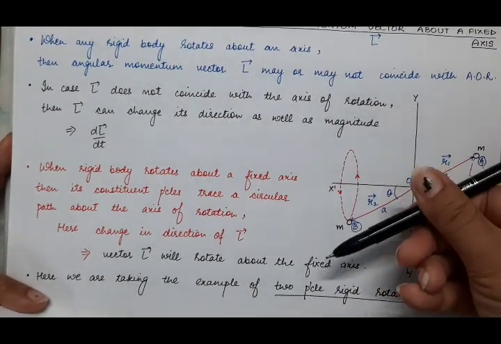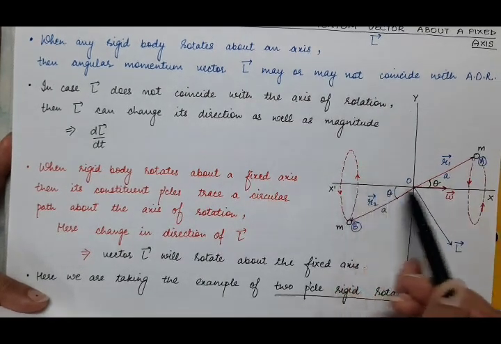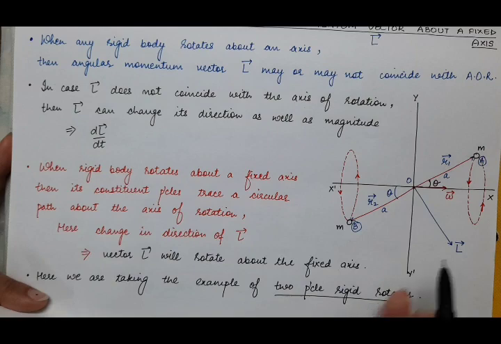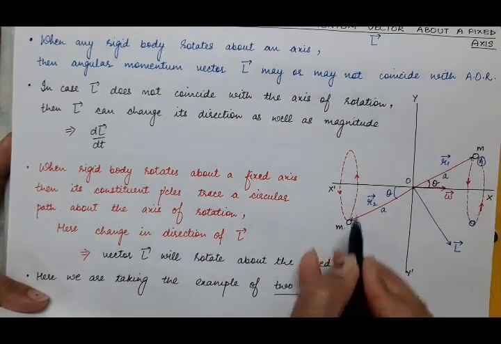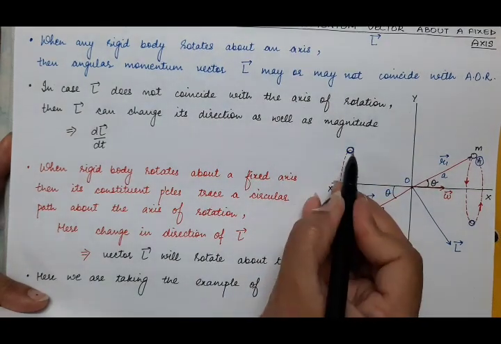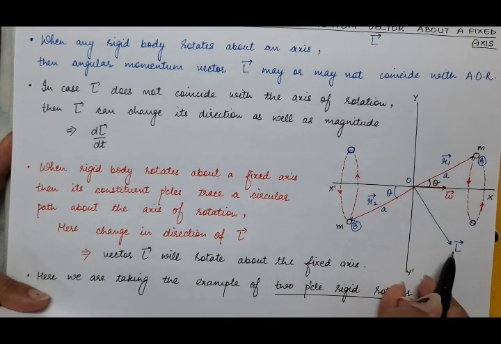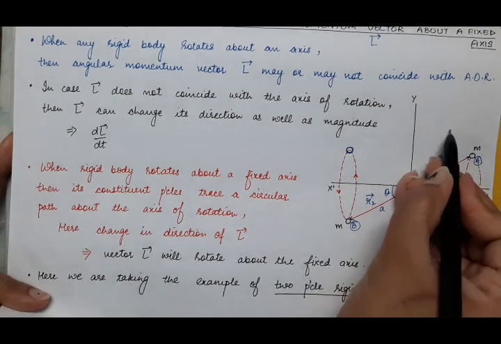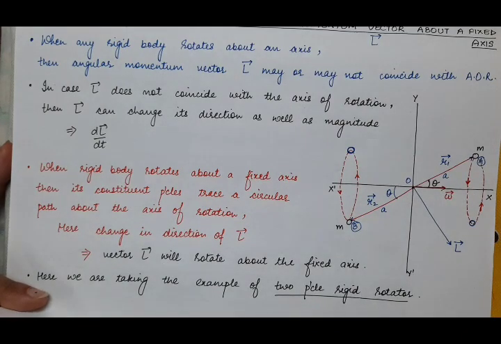As this two particle rigid rotator rotates about this x-axis, at some points its direction will be like this. This mass will be at this point, and this mass will be at this point. So at that time, this two particle rigid rotator will be like this. At that time, what will be the direction of this L vector? Along this or this. You can find it from the coordinates of L vector at that time.